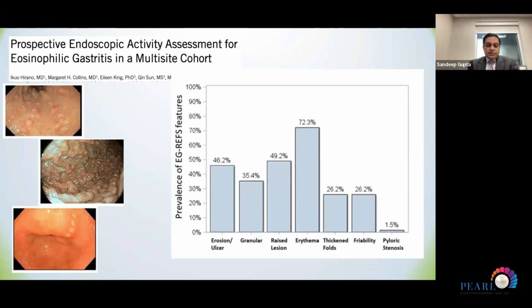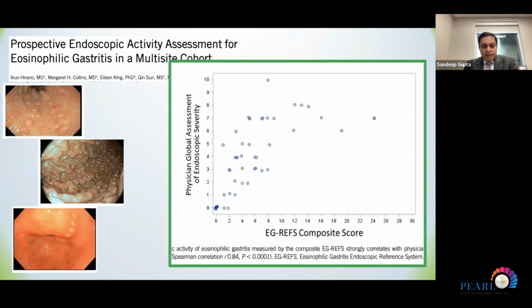They looked at various endoscopic features and their frequency, and then they correlated this with the physician global assessment of endoscopic severity and found that the Spearman correlation was very significant at 0.84 between the physician's global assessment and the composite scoring on the endoscopic scoring system. I am certain we'll be hearing more about EG-REFS in the coming years.